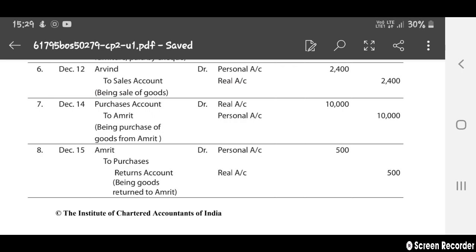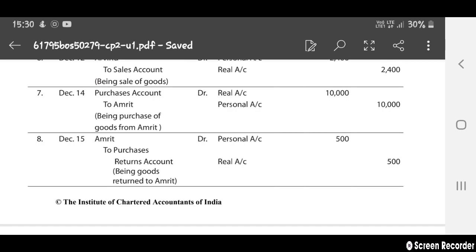Next, on December 15th, Amrit to purchases. So Amrit personal account to purchases real account. He is being purchase return account, being goods returned to Amrit. So from personal account, he is debiting or crediting that money to a real account, meaning purchase returns account.